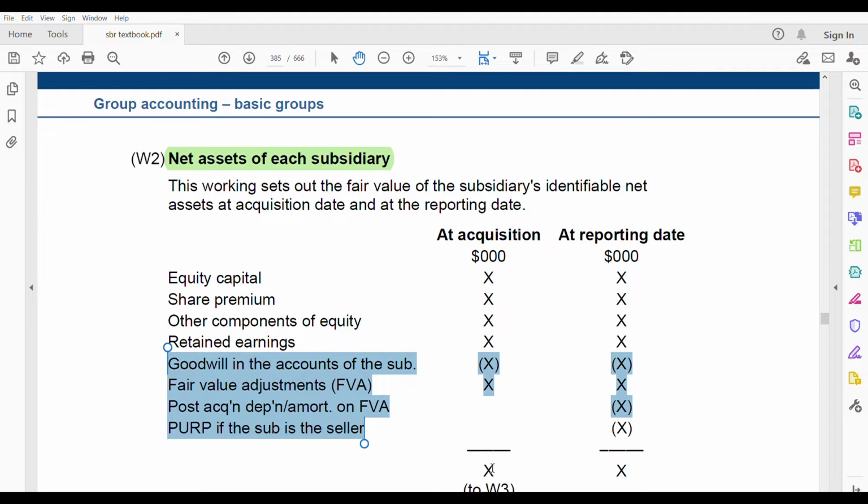Okay. And sometimes they give you the net assets like this, opening and the closing, so you can find the balance, the fair value adjustments.